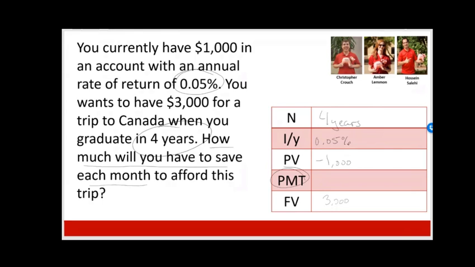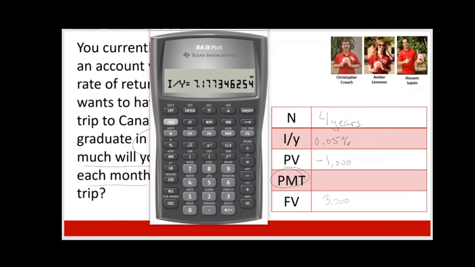I'm not so great at the calculator. I can plug it in. All right. So we have 4 for N, .05 for interest, negative 1,000 for present value, 3,000 for future value, and compute payment. So about $500, $499.13.